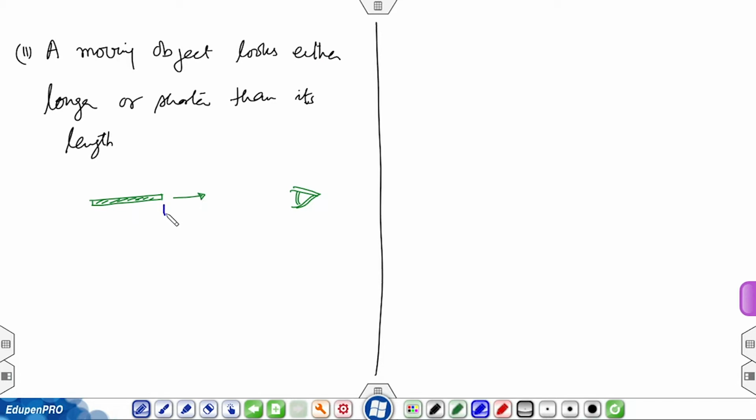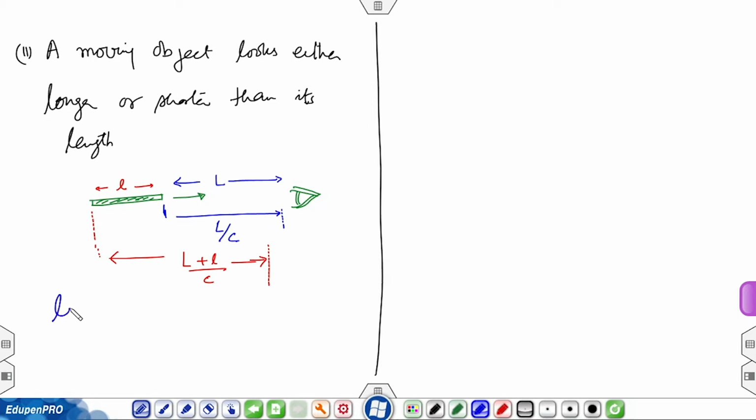Suppose the light from the front end reaches my eye when the front end was at a distance L from the eye. So, it left the front end and reached my eye. It will take time L over c. If at the same time a light pulse from the back end also left, it will take a time (L plus l) over c, where small l is the length of the rod. And you will see that it will not reach my eyes. So, the two light pulses will not reach my eye simultaneously.